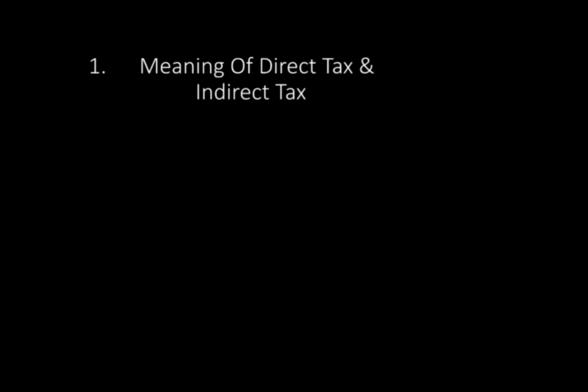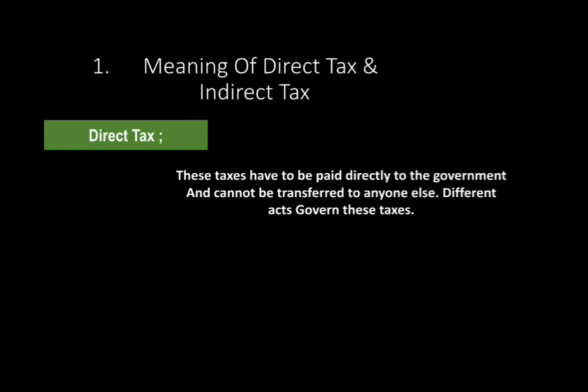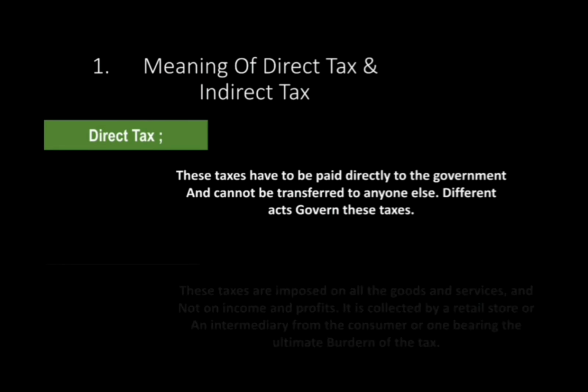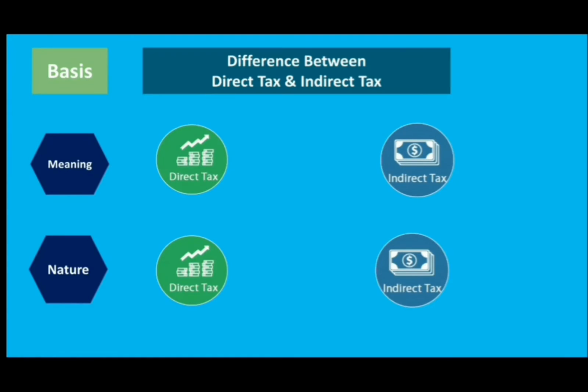First we see the direct tax. In case of direct tax, the burden cannot be shifted by the taxpayer to someone else. These are largely taxes on income or wealth. The second one we are going to see is indirect tax. Indirect taxes are those taxes that can be shifted from one person to another. It is not levied directly on the income of the taxpayer. Now we are going to see the difference between direct tax and indirect tax.